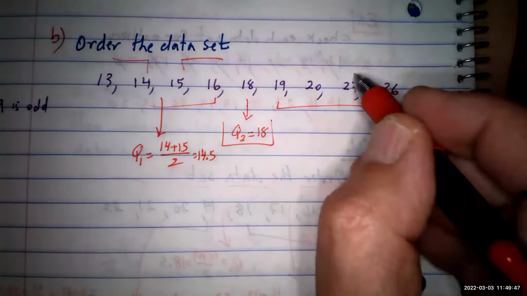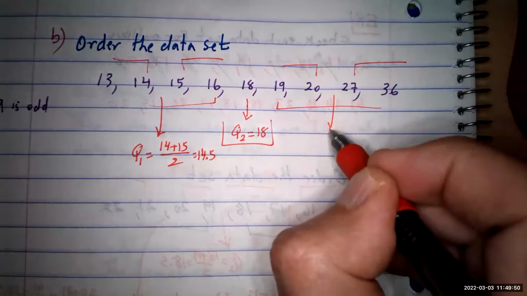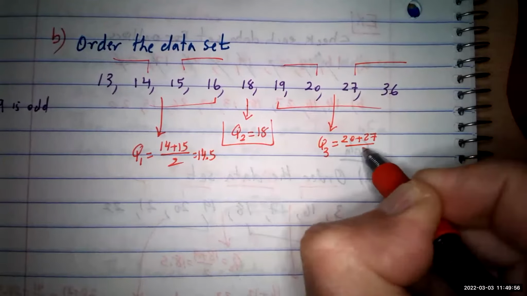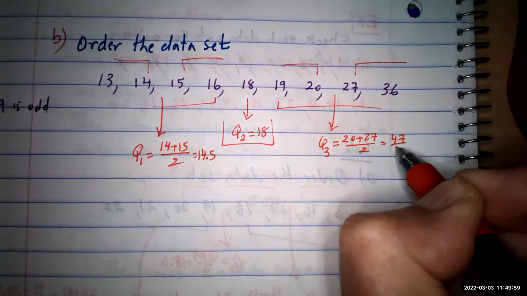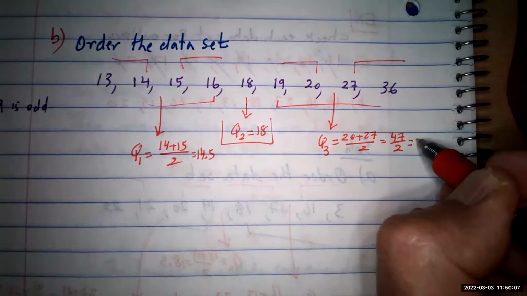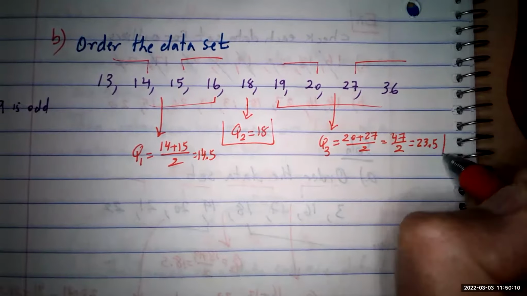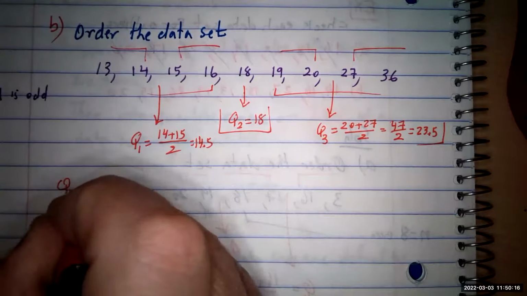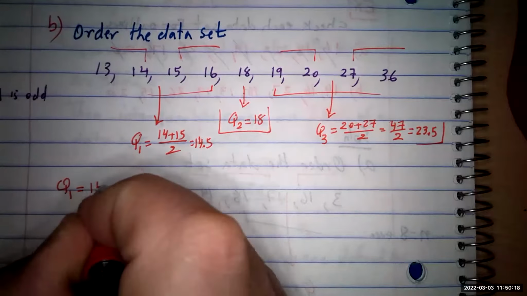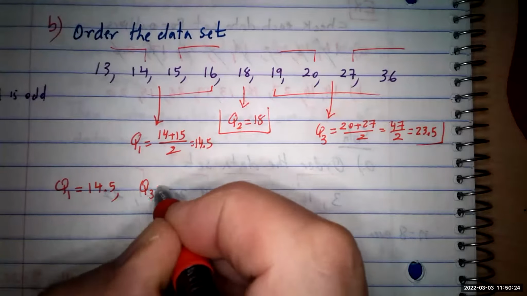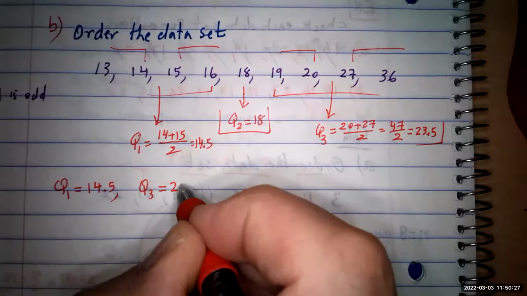And we do the same here. That's going to be 4 on the right. So that gives us a Q3, which is 20 plus 27 divided by 2. 47 divided by 2, which makes it 23.5. So we got the Q1 equal to 14.5. And we have the Q3. You don't need the Q2. Q3, which is 23.5.